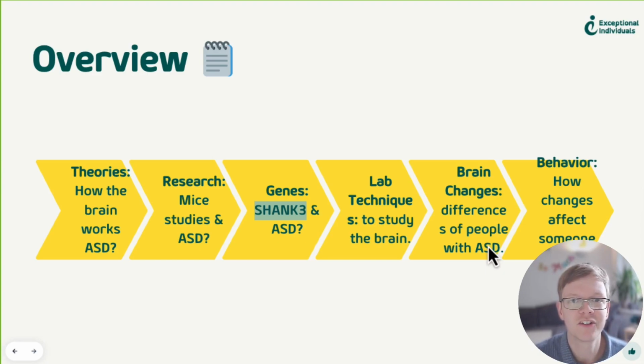Looking at the changes of people with autism, is there a difference in terms of how their brain uses neurotransmitters, so chemicals, and also the different behavioral changes that you might expect to see in someone with autism, and also the mouse with autism? Can mice even have autism? That's something we're going to be looking at today.